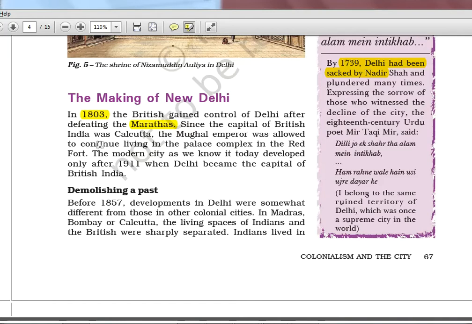So in 1857, Bahadur Shah Zafar was there, and suddenly people came there from Meerut and started the revolt. The modern city, which we know as Delhi today, developed only after 1911, when Delhi became the capital of British India. That is when Delhi was made the capital.